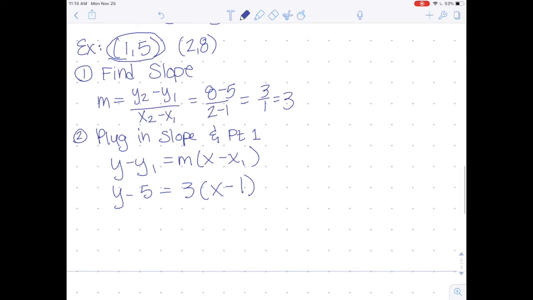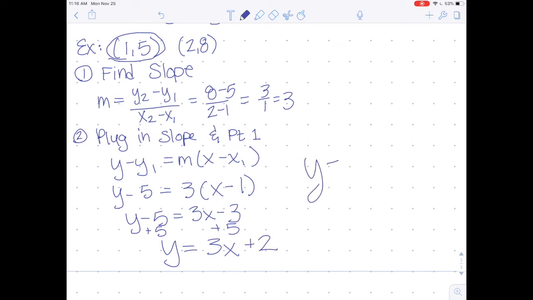Got a little bit of solving to do here. So y minus 5 equals 3 times x minus 3 times 1, which is 3. And then we add the 5 to the other side. y equals 3x plus 2. So our equation for this line is y equals 3x plus 2.